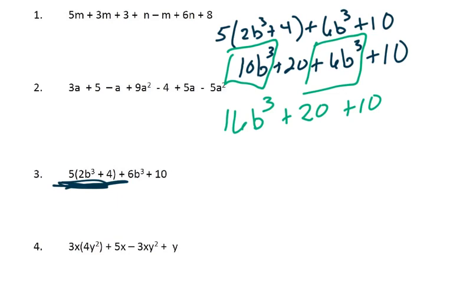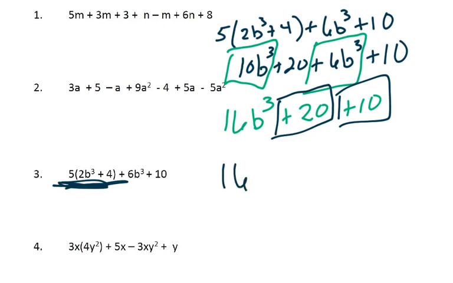Now I need to combine those constants. So I'm going to box plus 20, box plus 10. Well, 16b cubed comes down. 20 plus 10 is 30. There's my answer. Okay, I hope it's getting a little bit easier. You're seeing how to combine these like terms.